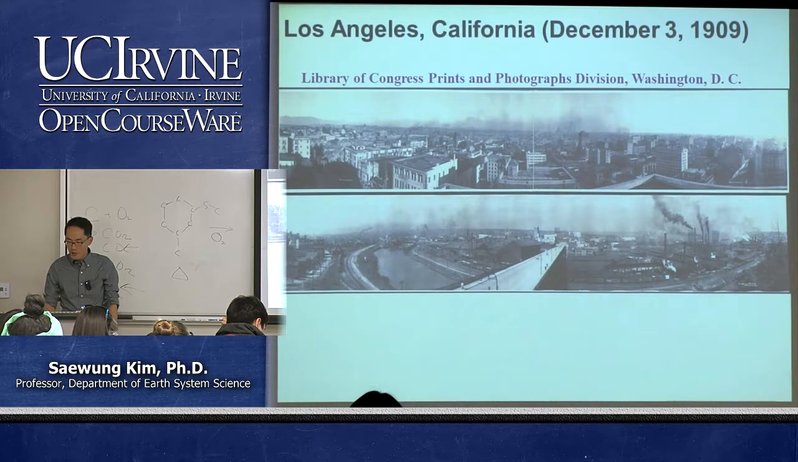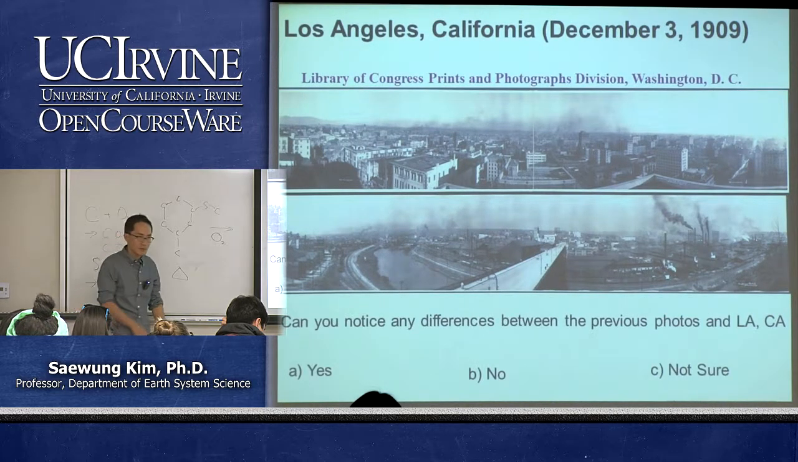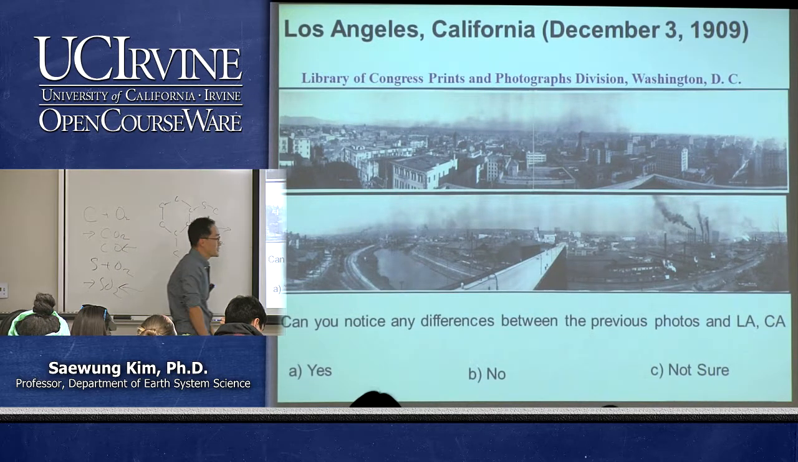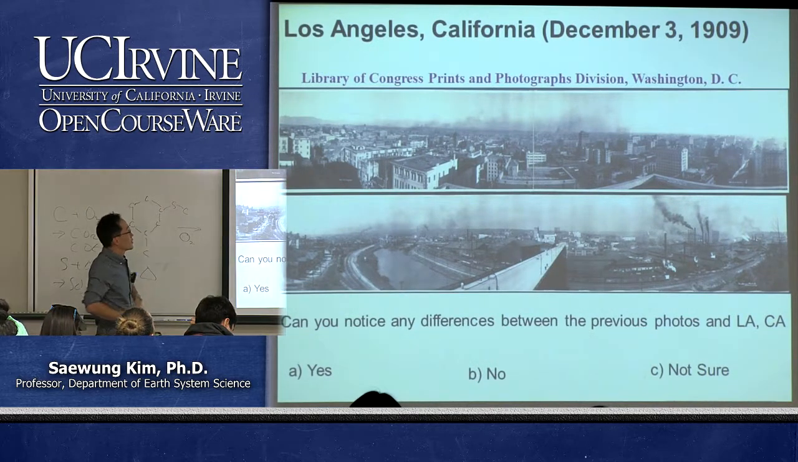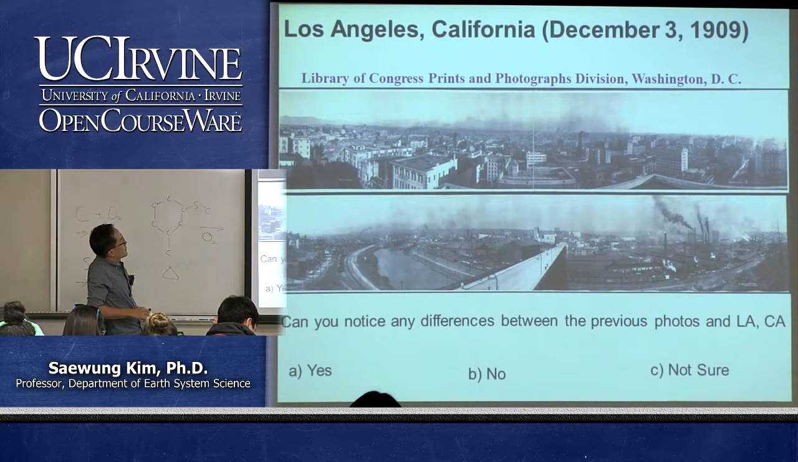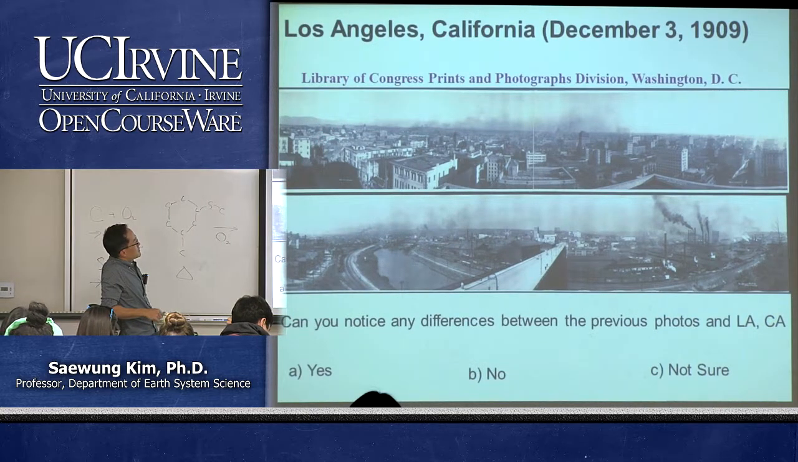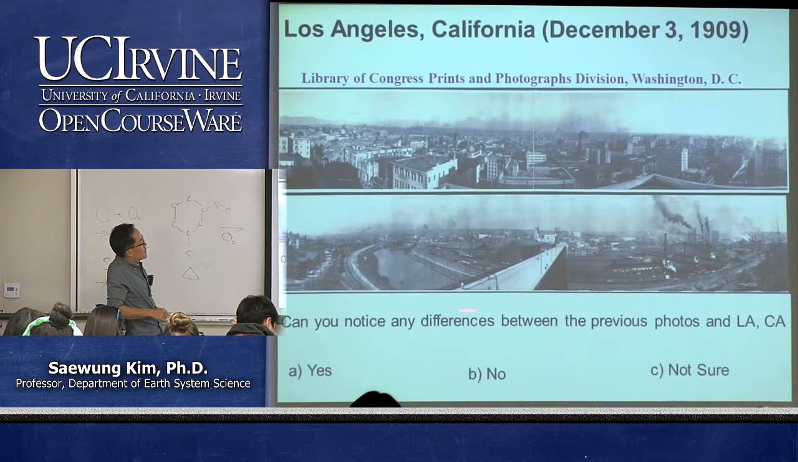So we will shift gear to Los Angeles, California. This is supposed to be an iClicker question, but iClicker is not working. So this is, I think, Youngstown, Ohio in 1909, early 1900s. And this is Los Angeles on top of this. Can you tell any obvious differences between Youngstown, Ohio, and Los Angeles in the early 1900s?